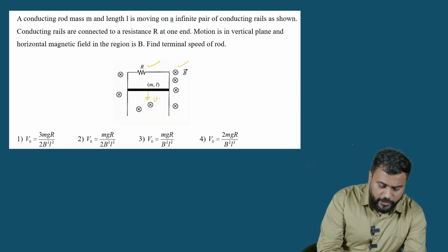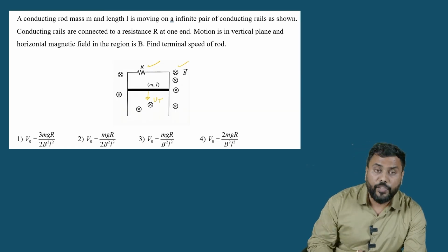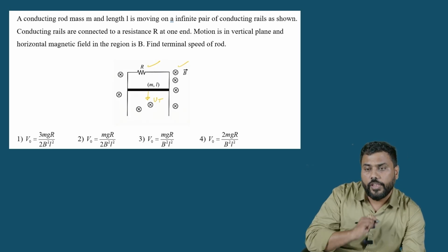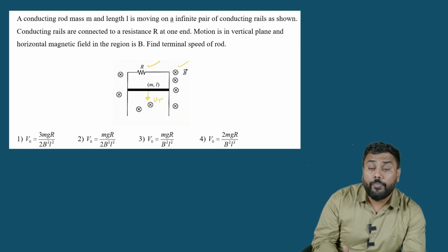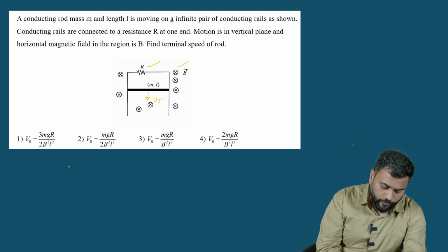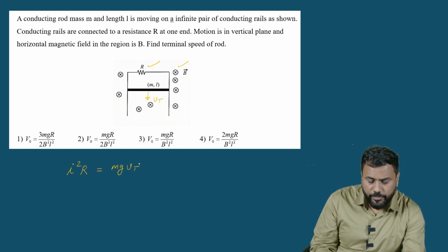When rod has achieved a terminal speed, the speed of rod is constant. And as the rod is falling down, its gravitational potential energy is decreasing. So where is that potential energy going? That potential energy is actually converting into heat energy in resistor. So heat energy generated in resistor, I square R, should be the rate of loss of potential energy, which will be mgh is the potential energy. If you differentiate it, you will get mgvt.